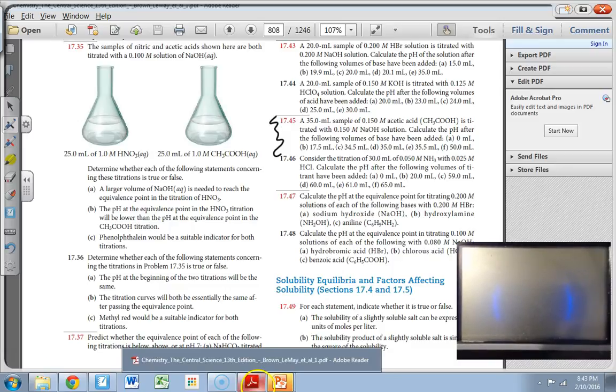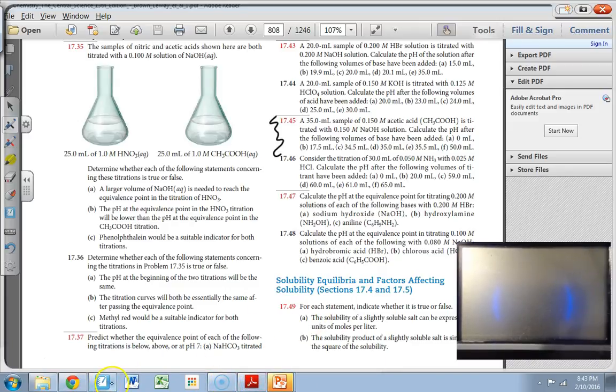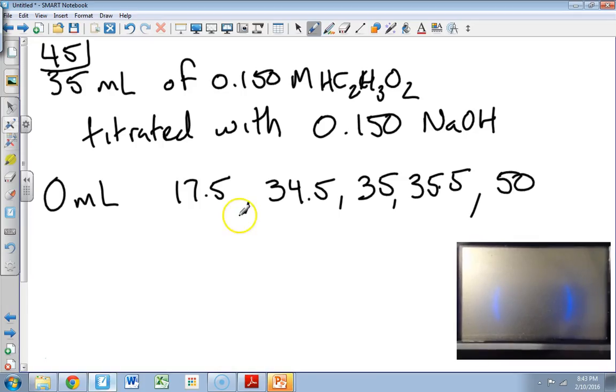Actually, what I'm going to do is do this on a separate video. That way you have a chance to just watch this problem going through. So I wrote it down here, and we will go from there.